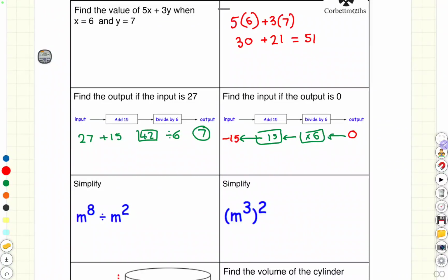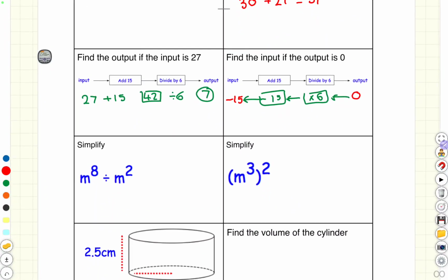And then if we wanted to check that out, we could go the other way. Look, minus 15 add 15 gives us 0. 0 divided by 6 does indeed give us 0.